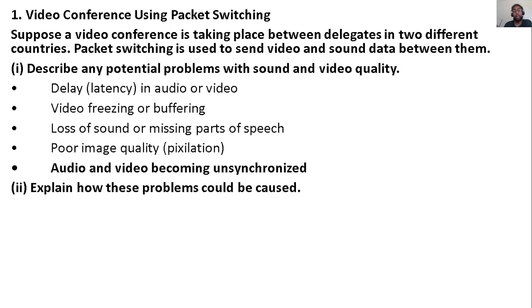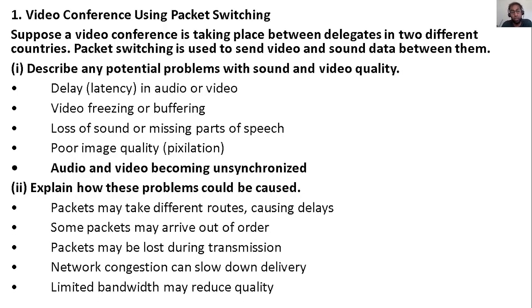Audio and video becoming unsynchronized: someone speaks and the other one receives the voice later. Explain how these problems could be caused. These problems could be caused because packets may take different routes, which may cause delays. Some packets may arrive out of order, which means words may reach later with delays, or not just with delays, but in a different order.